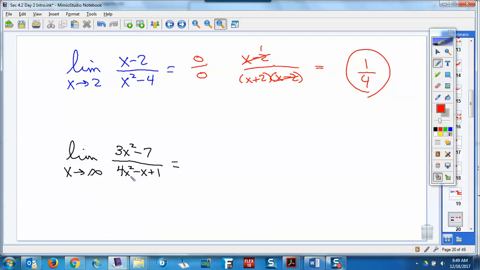What's the answer now? 3/4? 3/4. Again, high powers dominate. Now, essentially, this is infinity over infinity, isn't it?